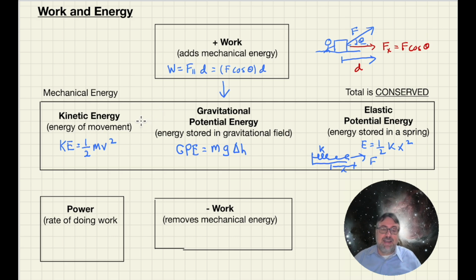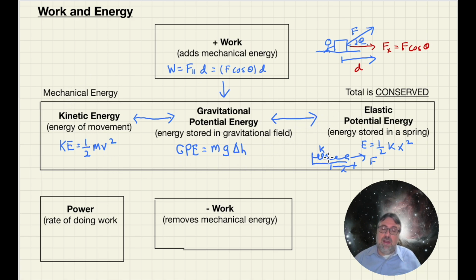Now, the big idea is these energies do not have to stay in one form. If I roll up a hill, then my kinetic energy may turn into gravitational potential energy. If I push against a spring and then let it go, then the object might gain kinetic energy, or I'd later roll up a hill. So all these energies are transferable into one another.